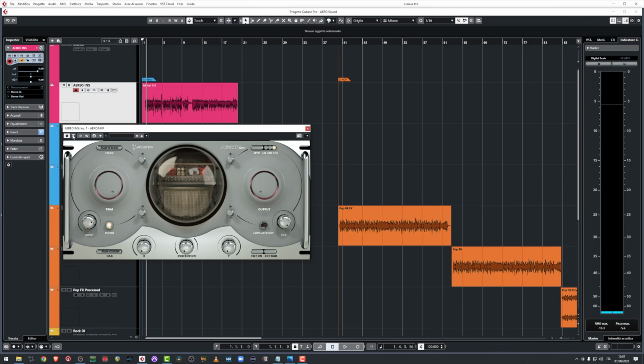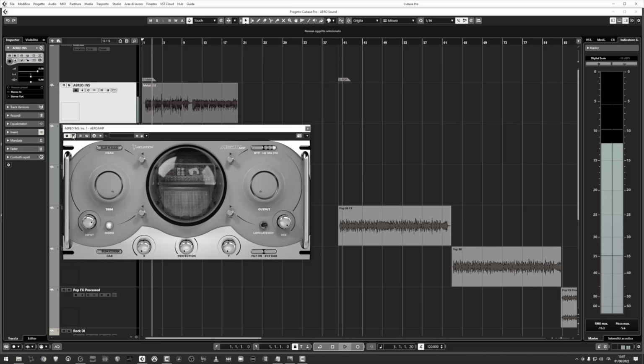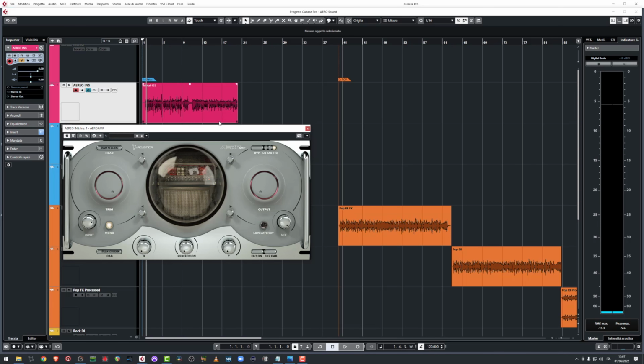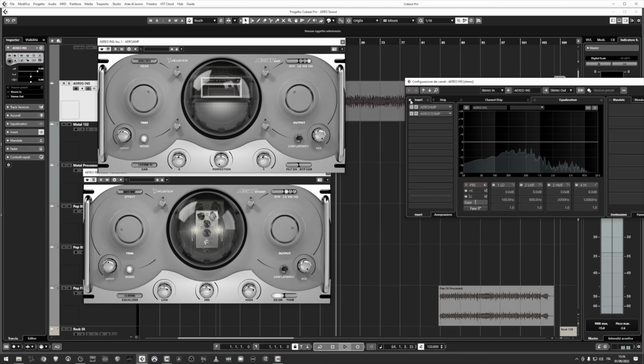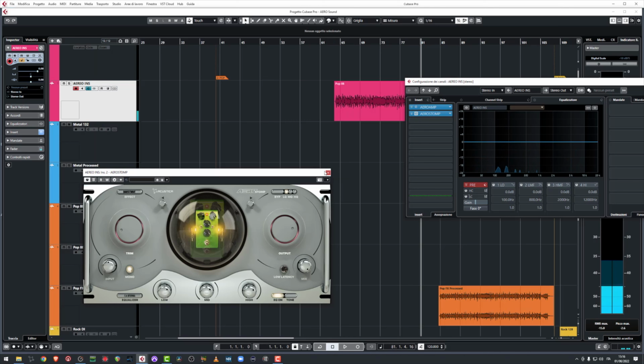Now let's listen to some metal riffing. As a guitarist, I personally really, really love that. Now we'll go for some pop riffs. This is the sweet spot I was looking for.